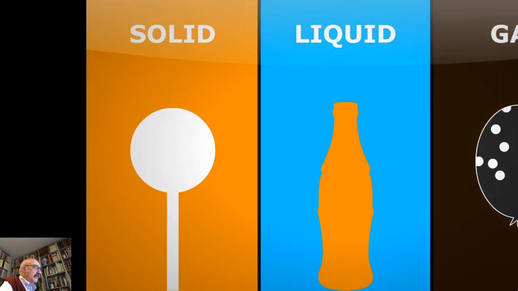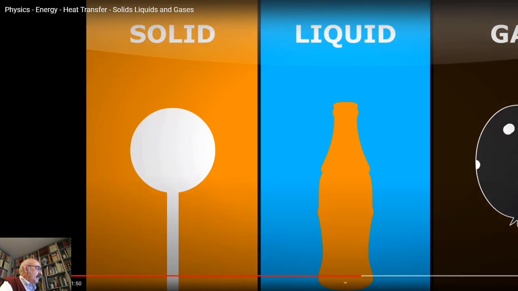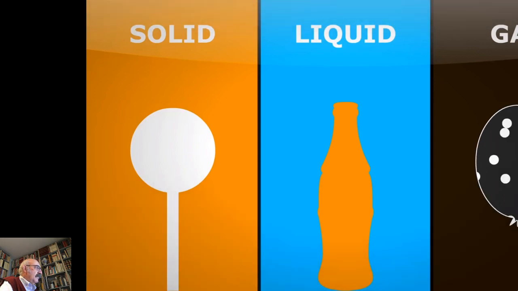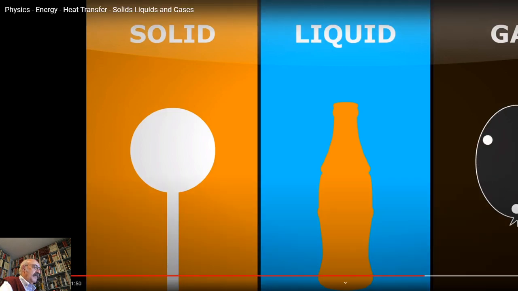Finally, a gas. Now the particles have enough energy to completely overcome their bonds, and they're moving around all over the place. Again, there's no order here, and the particles are all free and separate to move.